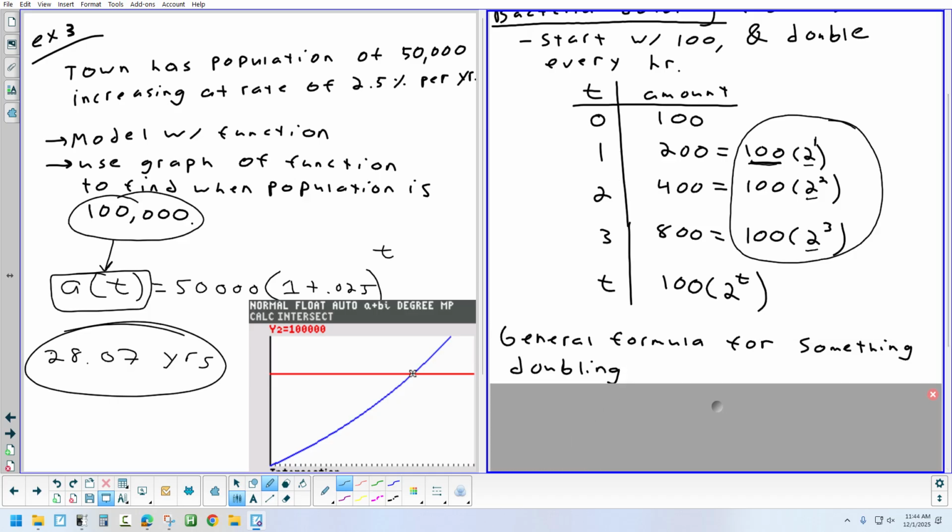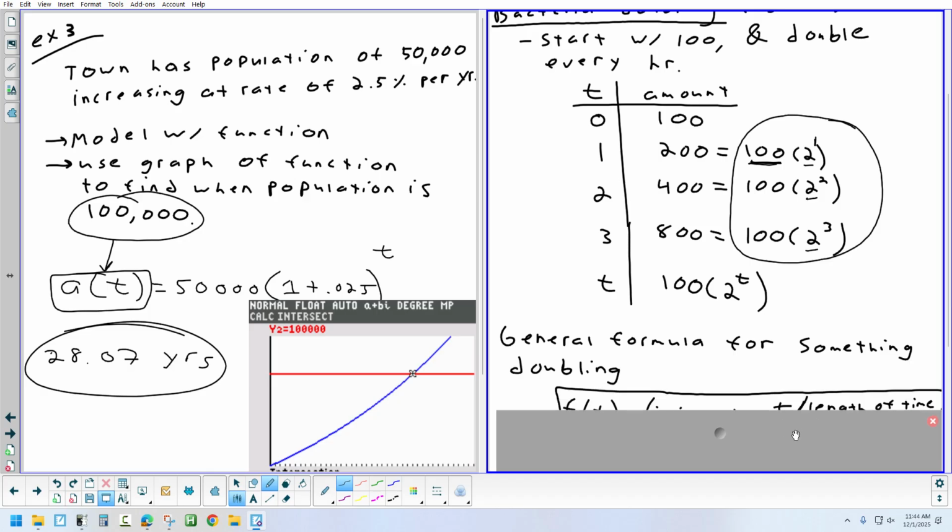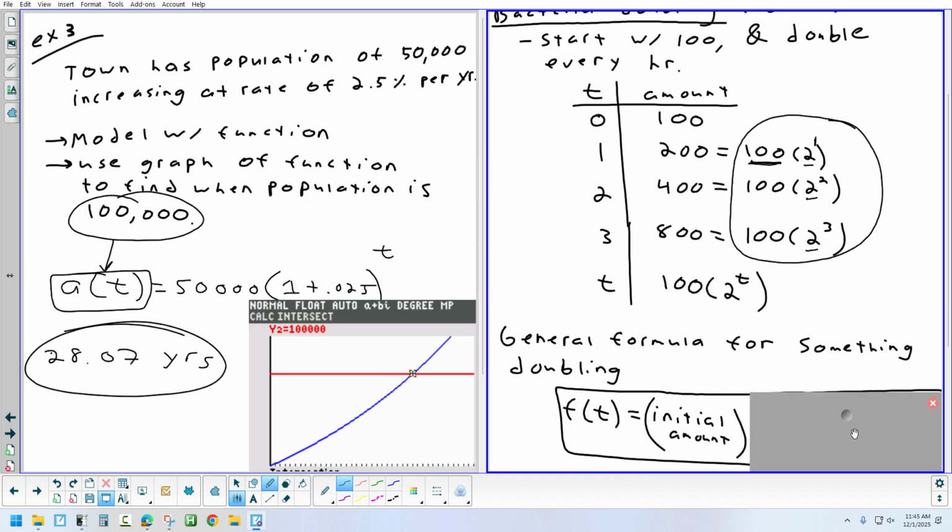Now, we might not always have 100 bacteria to start with. So in general, it would be something like this. Whatever the initial amount is, times 2, and the exponent is t divided by the length of time to double. The reason that has to be t divided by the length of time to double is because this exponent right here has to represent the number of doubling cycles.